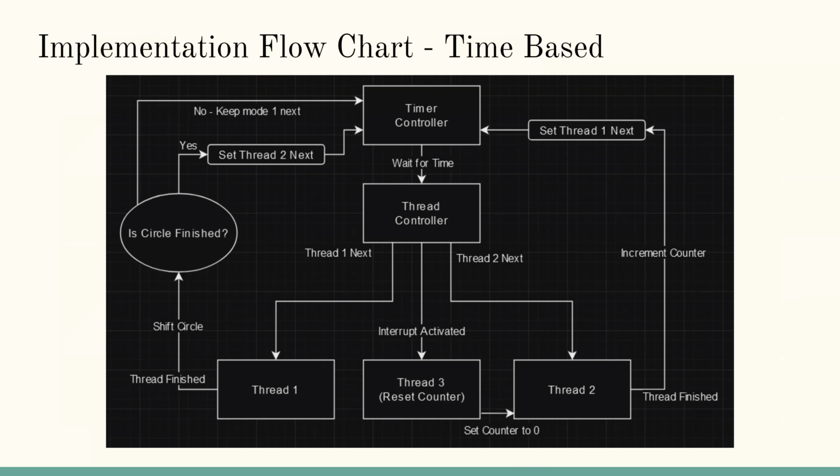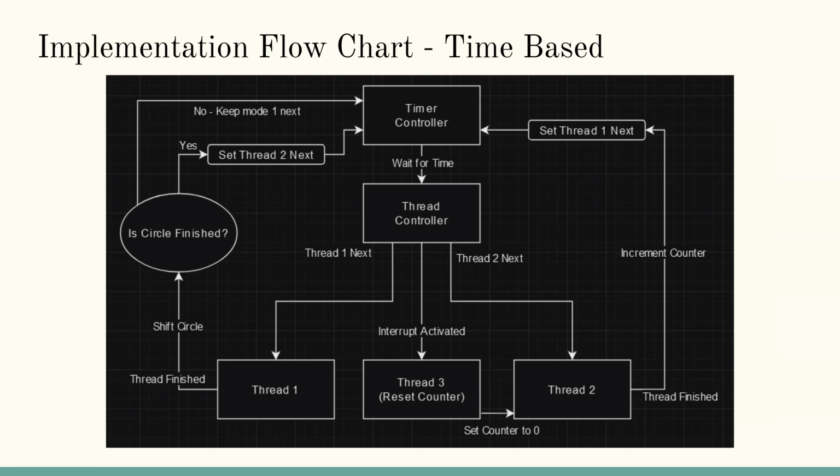This flowchart is our modification using the time-based method. As you can see, we've added the timer controller at the top. Most of this design is the same. However, the one thing that we've added is that anytime we return to the thread controller, we pass through the timer controller first. The timer controller simply sets the amount of time that we want to wait for after each thread is run. Once we wait for that amount of time, then we head back to the thread controller again.